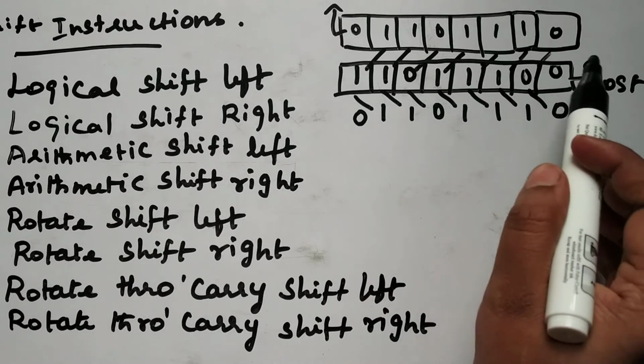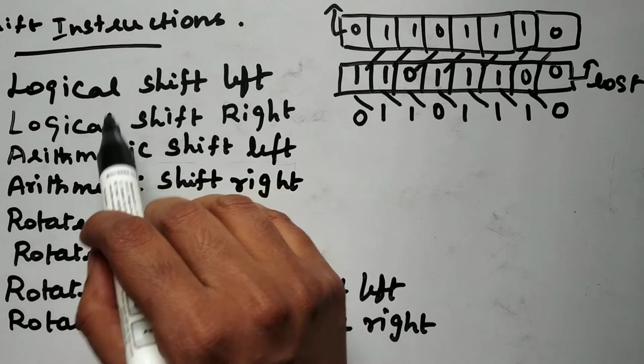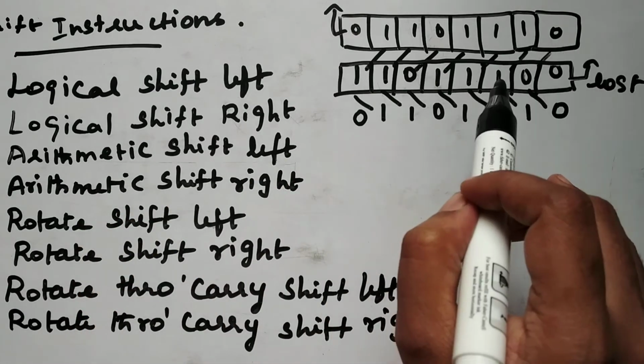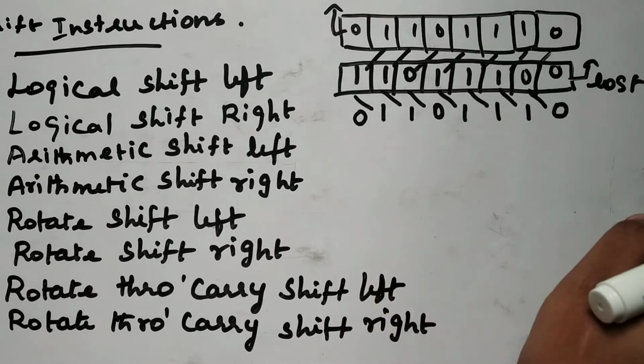One bit will be lost whenever you do any shift operation of this type, that is, logical shift left or logical shift right. One bit will be lost and one bit will be newly inserted. That is the operation done in the computer.